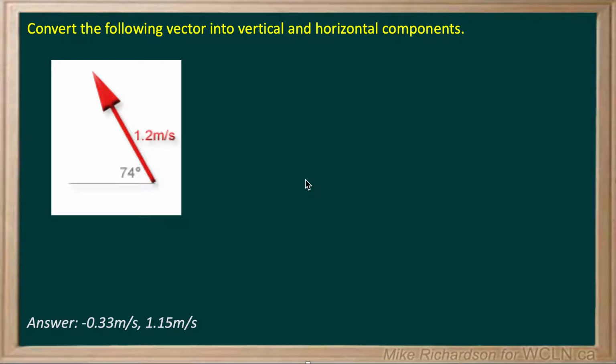Let's find the vertical and horizontal components for the following velocity vector. I've got 1.2 meters per second directed at an angle of 74 degrees north of the west line. So if we draw our sketch, I've got a vertical component that's pointed upwards, which I'm going to call Vy.